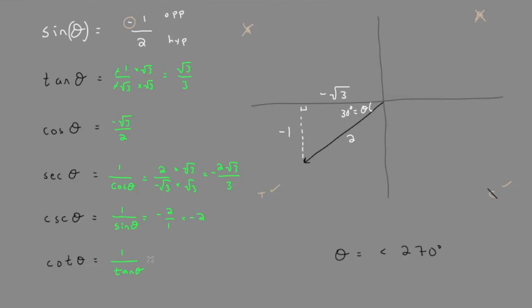So we can flip or reciprocate what we have for tan, which was √3/3 would become 3/√3. Again, we'd have to rationalize the denominator for proper form, and this would equal 3√3/3. These 3's would actually cancel, so this would be equal to just √3.